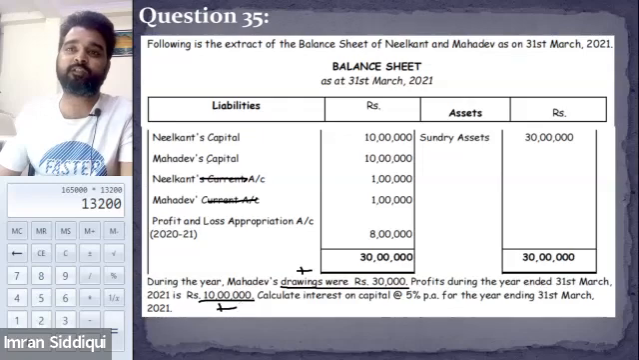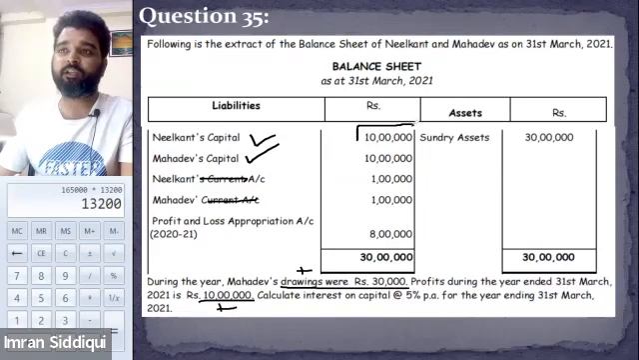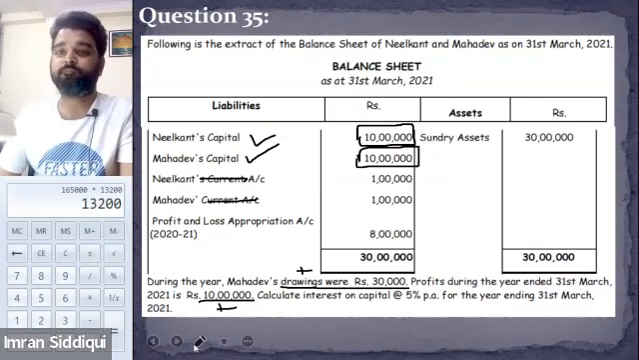But since in this question, the capital account balance and the current account balance both are given, we will consider the capital account balance as the opening balance itself. So the capital account balance is the opening balance of the partner. Then we can directly find out the interest on this amount, 10 lakh. Interest will be calculated on this balance. 5% of 10 lakh. That's it. This is what we will have to do in this question.